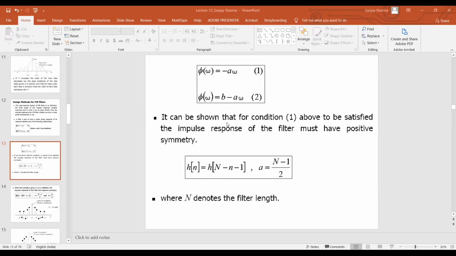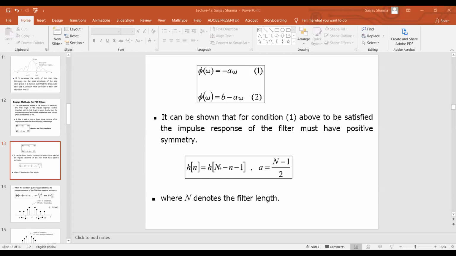I am not going into the mathematical derivation of how you get this relationship, but it can be shown that for condition 1, phi omega is equal to minus a omega. If I can put the phase of a system in this form, I know that it's linear phase. It can be shown that for condition 1 to be satisfied, the impulse response of the filter must have positive symmetry. That's very important. What is positive symmetry? h[n] is equal to h[N minus n minus 1].